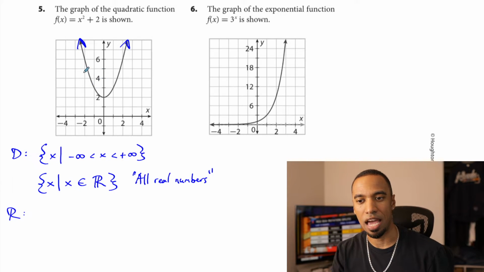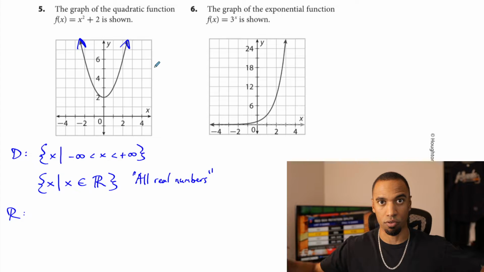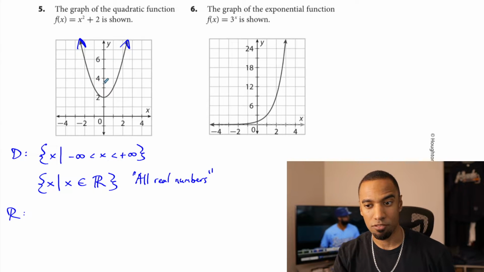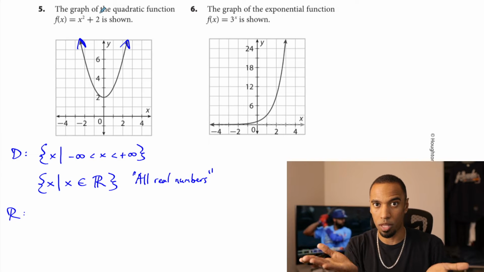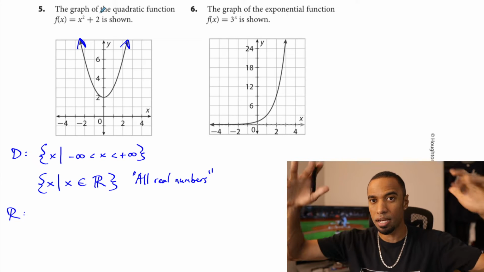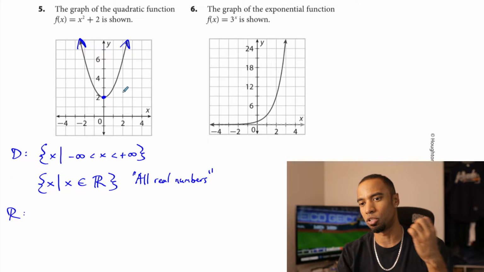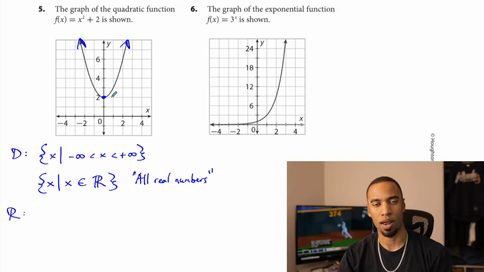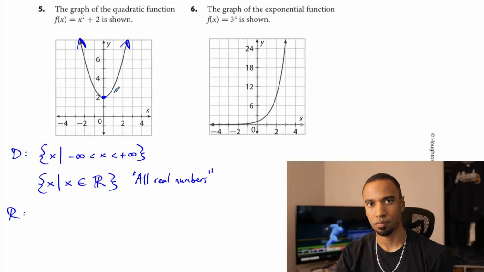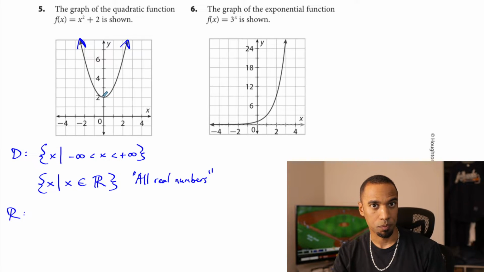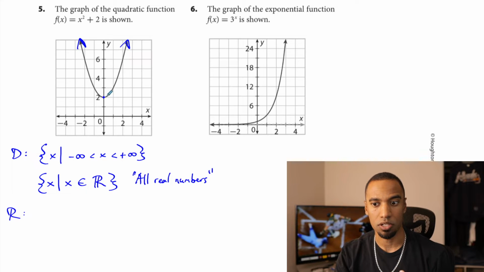The range is a little different story. If domain is referencing how far left and right we go, and this thing goes forever, range is about how far up and down we go. As I mentioned, this graph does go up forever, so there is no limit on how high we go, but it does have a vertex right here where it actually bottoms out. There's a lowest point on this graph that we do hit, at the y value of 2, and it includes 2.